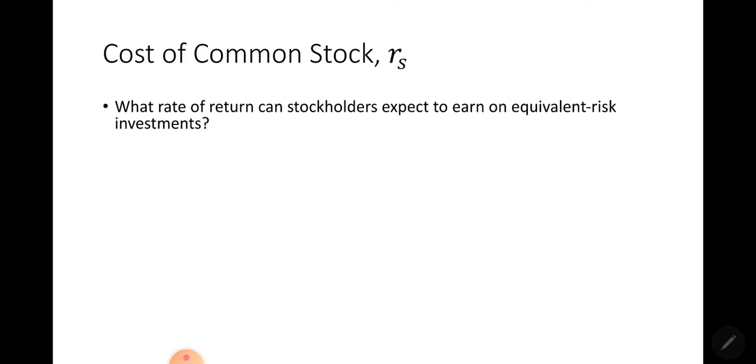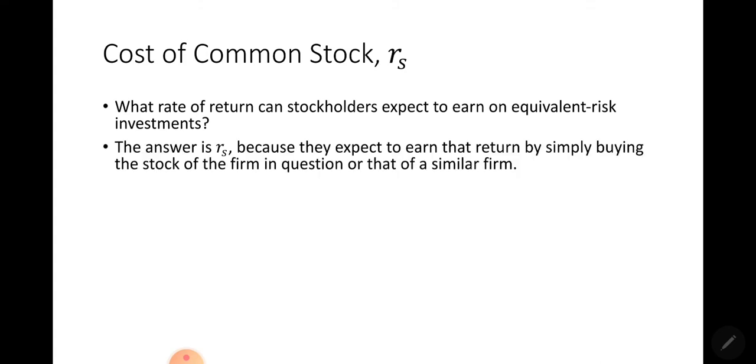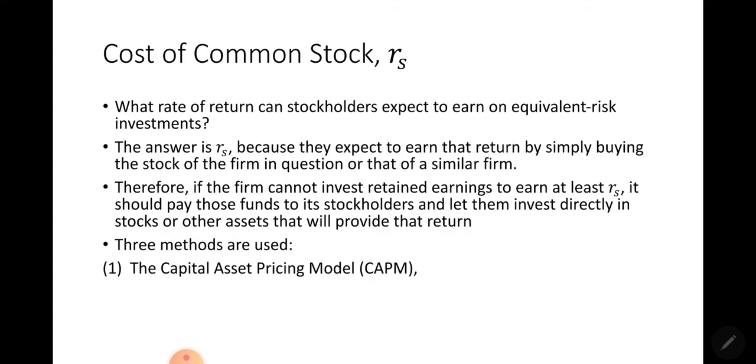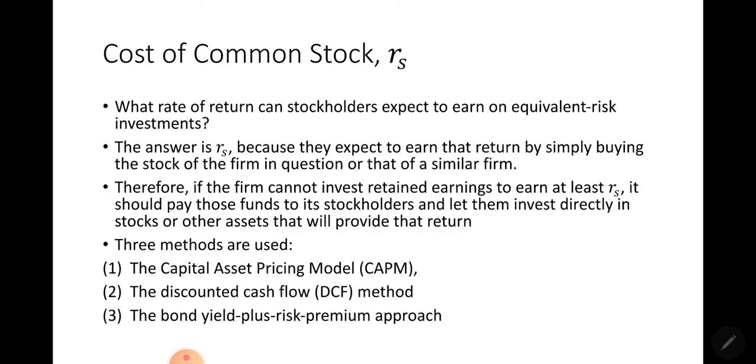Now the cost of common stock, the RS, can be calculated, but there are three methods of calculating it. So what rate of return can stockholders expect to earn on an equivalent risk investment? ये opportunity cost की हमने बात तो कर ली, लेकिन इसे calculate कैसे किया जाता है? The answer is RS, because they expect to earn that return by simply buying the stock of the firm in question or that of a similar firm.